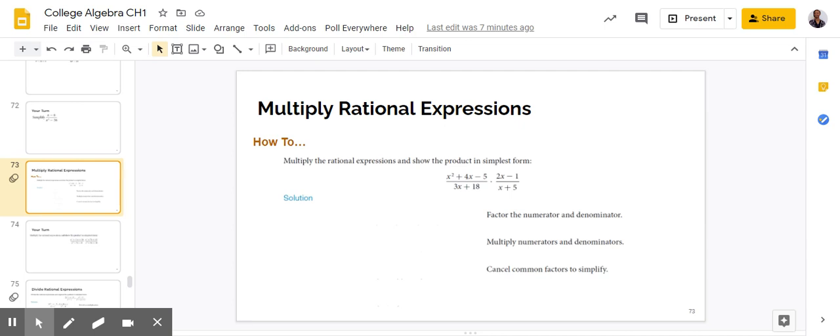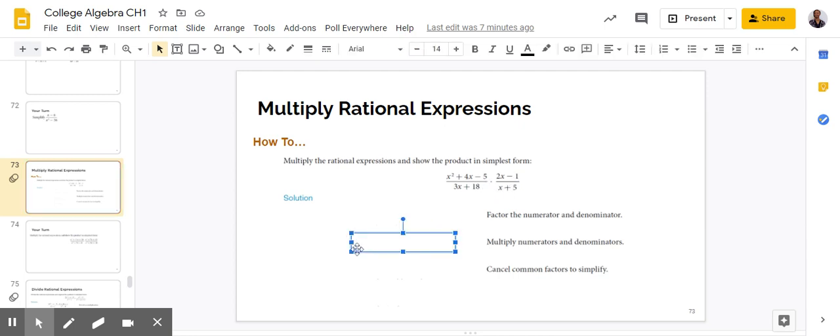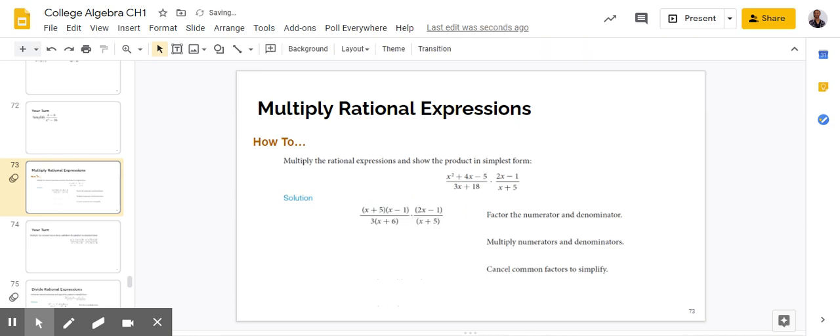So in this example, we have x squared plus 4x minus 5 over 3x plus 18, times 2x minus 1 divided by x plus 5. My solution, I think I already wrote them out for me. So first, you can multiply them together, but it may be easier to factor first. And factoring first is neat because you can sometimes find that you can cancel out some terms. So we're going to factor the x squared plus 4x minus 5.